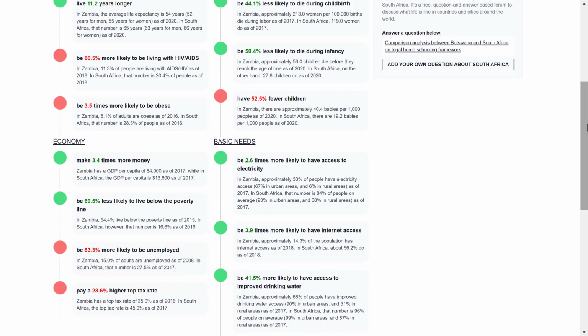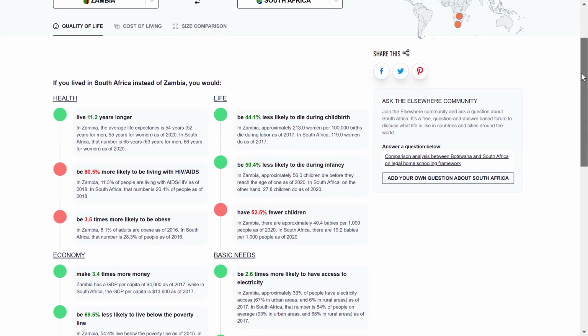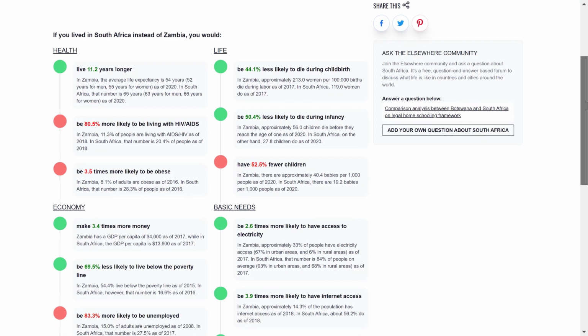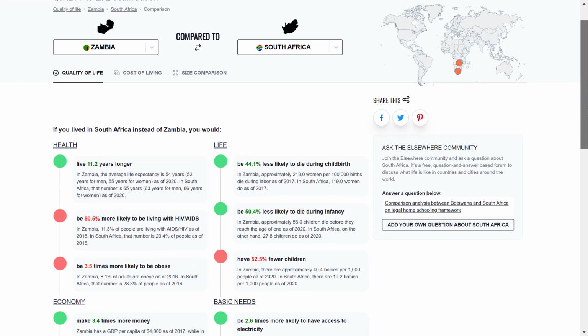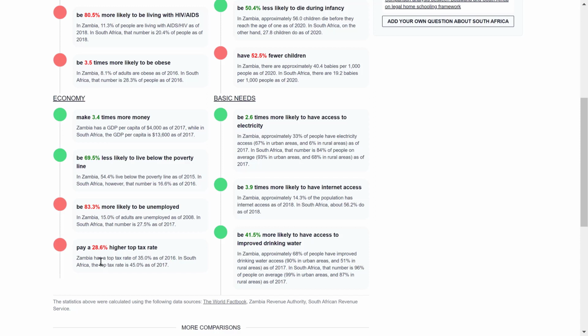Anyways, these are the stats, the comparisons of South Africa and Zambia. So now we compare the quality of life. The ones in green, South Africa has it better. The ones in red, we have it better than South Africa. So here it basically says Zambia has a lower unemployment rate than South Africa.